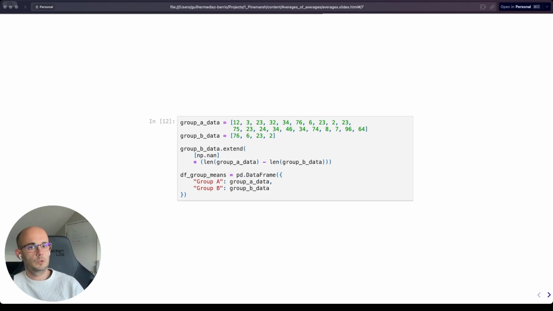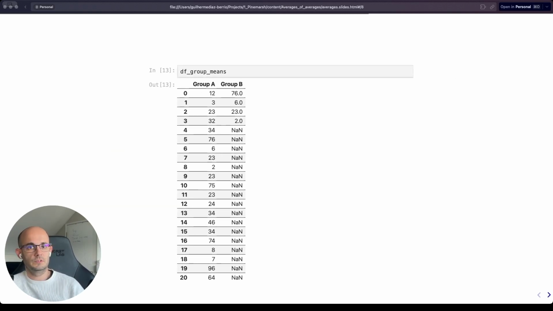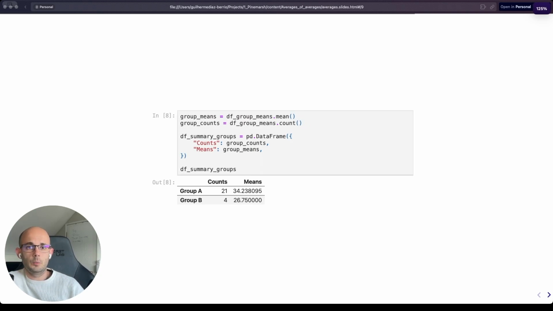So again, we'll create the data frame. This is our data frame, Group A, Group B, no problems here. And now we'll try and create the means. So now we have the averages or means for Group A and for Group B, and we have the counts. We're going to be using the counts later, but we can now see that the Group A average is 34.238 and the Group B average is 26.75.